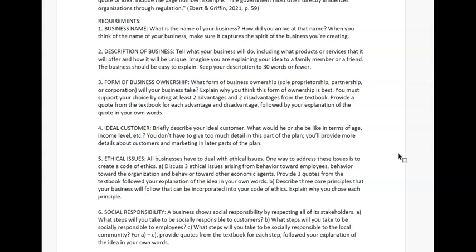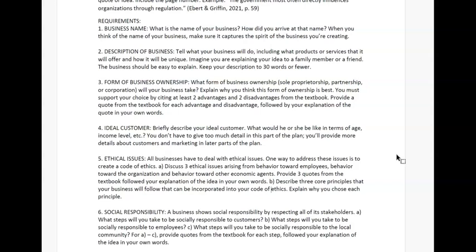The ideal customer. So think about, who do you think would want to buy your product or service? Okay, so just give a description of those demographics of your ideal customer. We're going to talk about marketing in a later part of the project, so you don't have to go into a lot of detail, but just give a little bit of thought and write up what your thoughts are on who you think you would be targeting with your business.